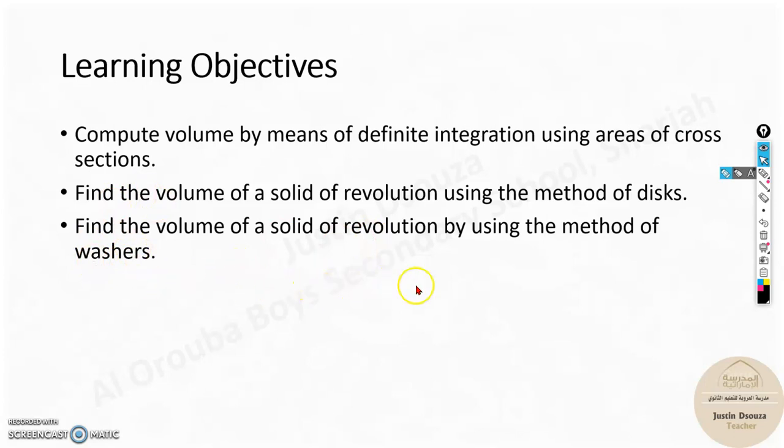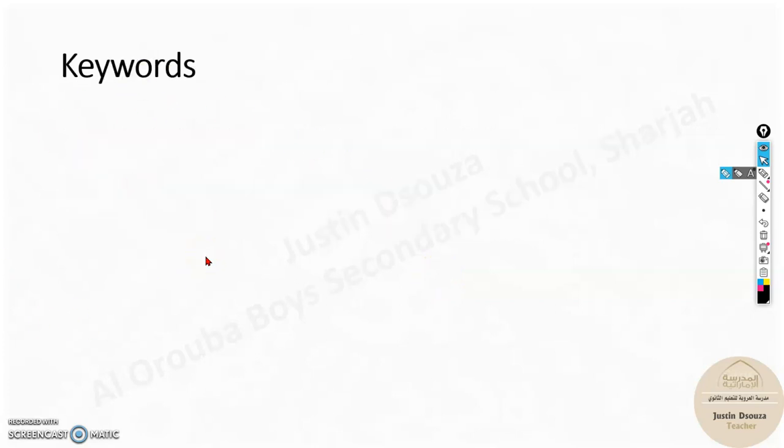Please watch the videos in continuity. After the first video, go to the next. Don't skip the videos, because you need the information and knowledge of the previous video to understand the next one. So please watch all the videos in this lesson and you will be thorough with all the three objectives. The keywords in this lesson are volume, slicing, washes, discs. You will come across these.